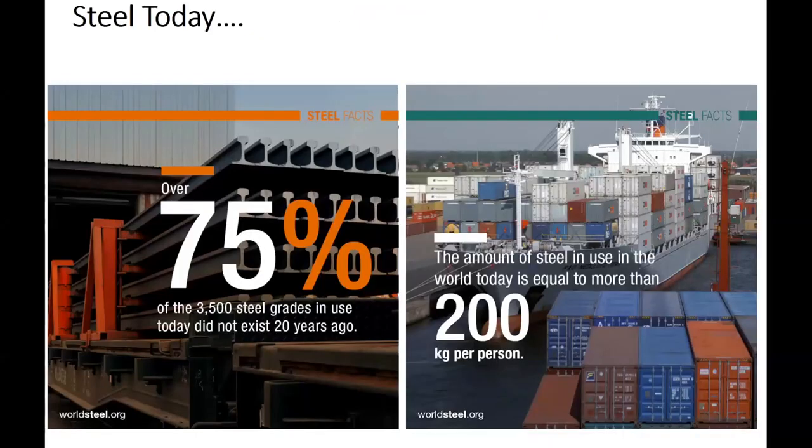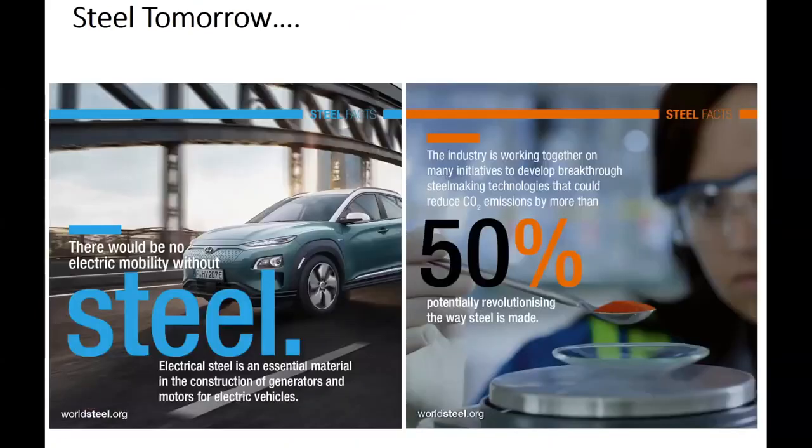As everyone knows, steel is very important. 75% of the grades that we use today didn't exist 20 years ago. The amount of steel used globally is roughly 200 kilograms per person. There isn't anything that we use that doesn't incorporate steel, and steel is very important for the future in terms of electric vehicles, in terms of every industry really. But we have to work to bring down CO2, and we do that through various technologies, and obviously one of those very important technologies is digital.